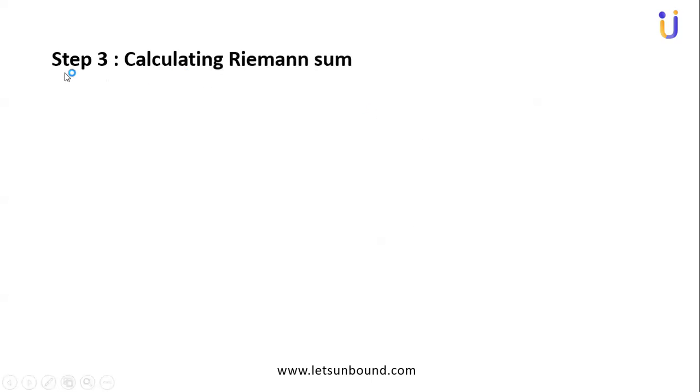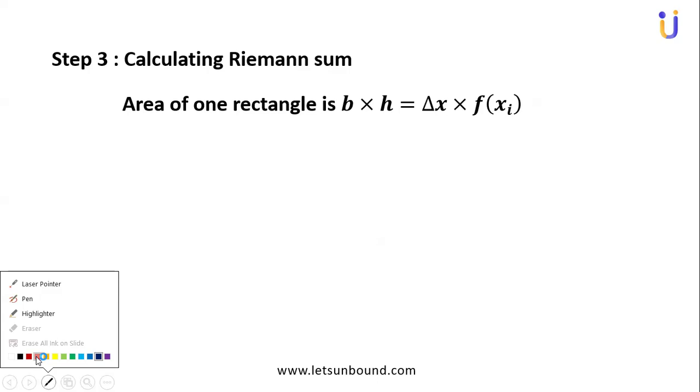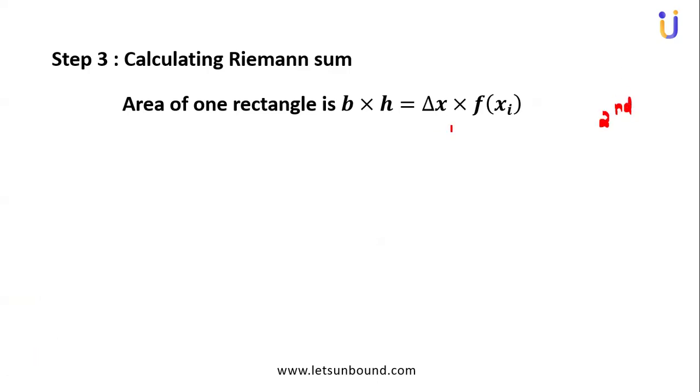And next, after choosing height and drawing rectangles, calculating the Riemann sums, just find the area of rectangles. That's it. Area of one rectangle we know, breadth into height, right? The width here is along the x-axis, it's del x. And your height depends upon which interval you're working on and which point you have chosen. For example, if you're working on the second interval and you have chosen left Riemann sum, and the second interval is 2, 4, you will be plugging in 2. The width is going to be the same, 2. And left means f of 2.